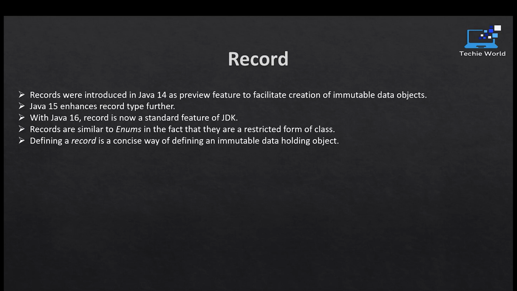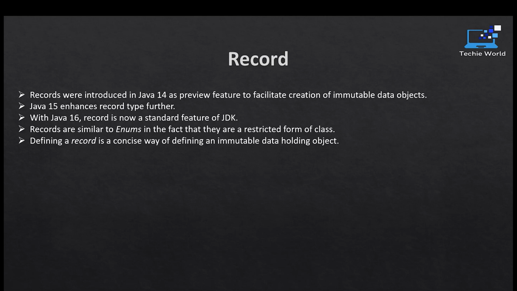Like, defining a record is basically a concise way of defining an immutable data object, a data holding object. A data holding object is basically a DTO. You can say data transfer object, which actually holds the data and transfers that data from one layer to another layer in the case of a web application.